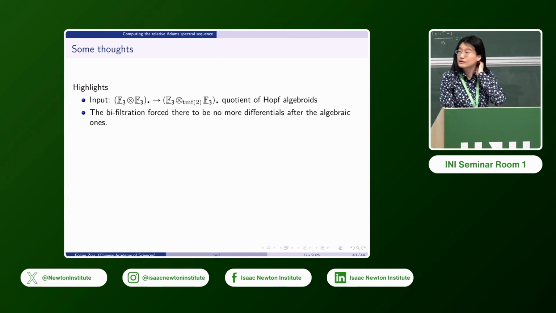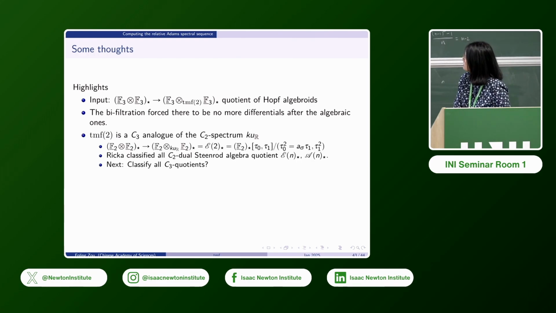Okay, so let me finish with some more thoughts and comments on our project. The highlight of our project is that we use this quotient of a Hurewicz algebraic model as input, and then using our bisynthetic filtration, we deduce all differentials from algebraic data, and there are no more differentials after that.